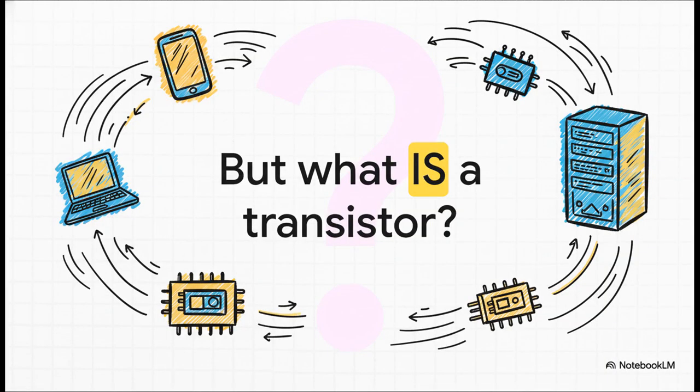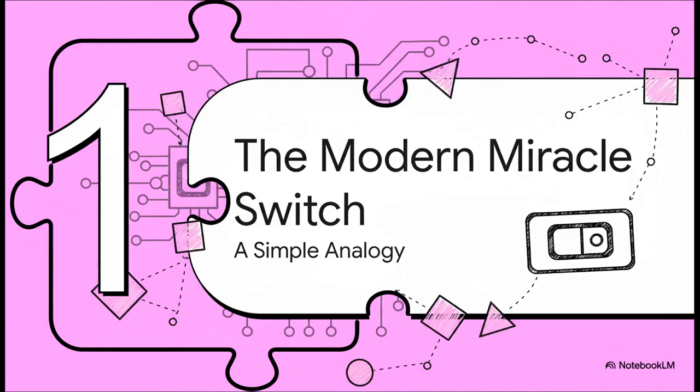Okay, so what is a transistor, anyway? It's a fair question, right? We hear the word thrown around all the time, but what is this tiny little marvel actually doing? How does it power literally everything? All right, let's break it down. We're going to cut through all the complex jargon, because at its heart, a transistor is actually surprisingly simple. It all boils down to one core idea.